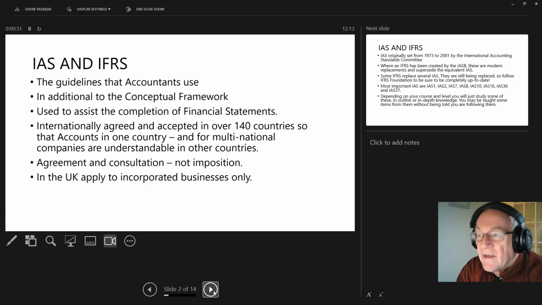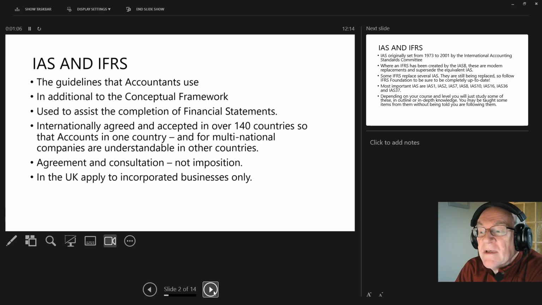So, generally, the guidelines that accountants use, in addition, of course, to the conceptual framework, are primarily concerned with the completion of financial statements, making sure we put the right numbers in there. They're internationally agreed and accepted, in at least 144 countries I think it is now, with China coming into line as well. It means that accounts produced in one country, America or South Africa or Nigeria, are pretty much the same as any other country. They're allowed to be in the national language, of course.